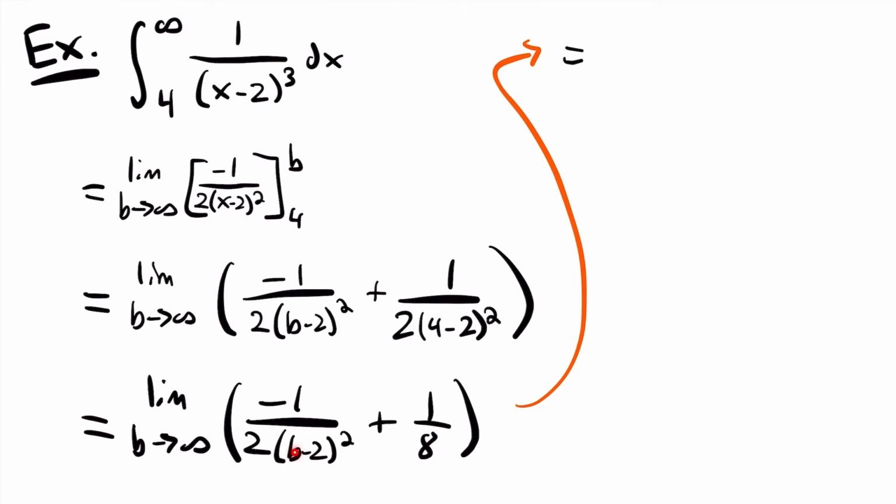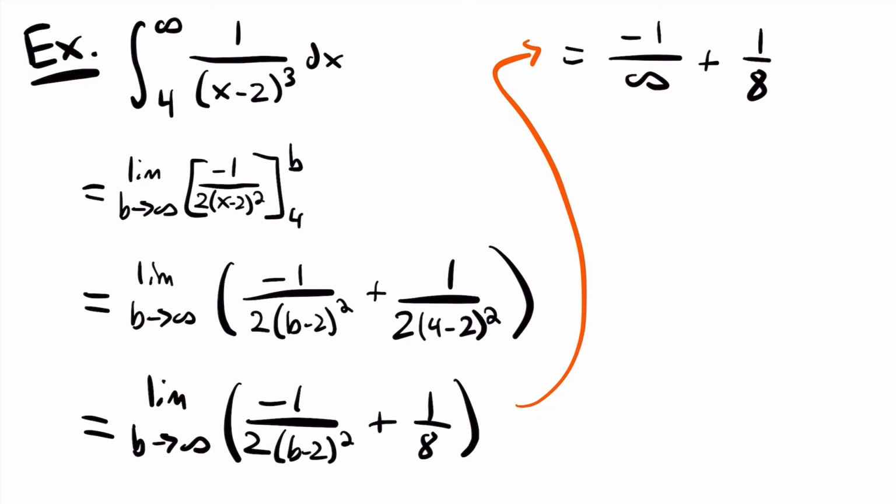Now as b becomes infinity, we'll have infinity minus 2, and so infinity minus 2 is still infinity, and then we have infinity squared, and so infinity squared is also still infinity. We're just making a very large number even larger. And so then we have infinity times 2, which is still infinity. And so we have negative 1 divided by infinity plus the limit of 1/8 as b approaches infinity, and the limit of any constant is just that constant. So we have plus 1/8.